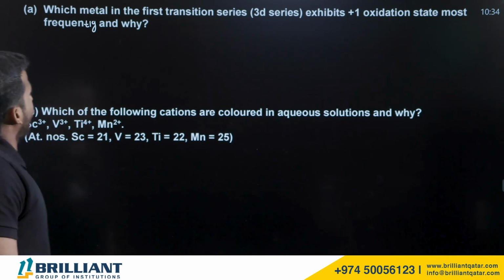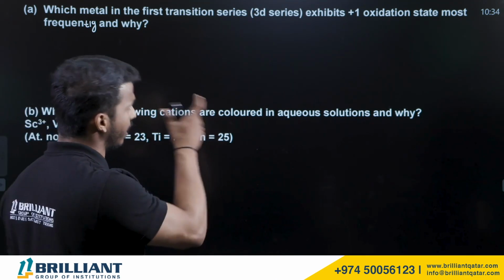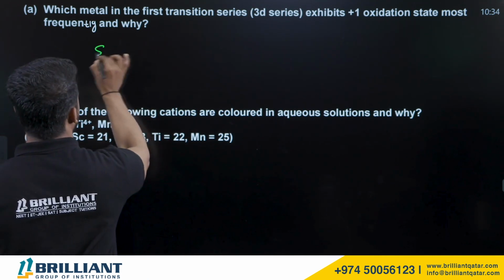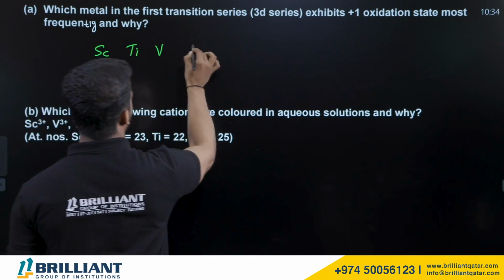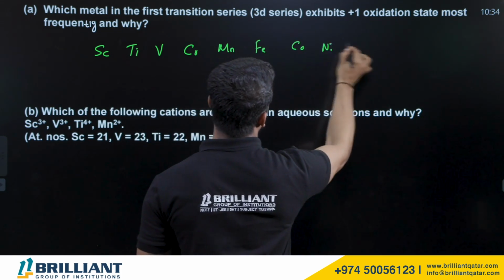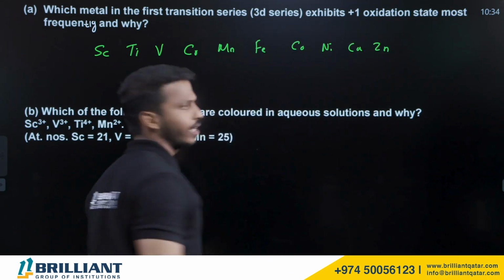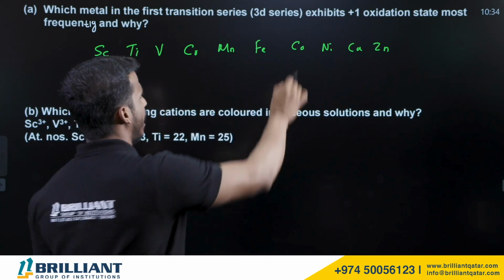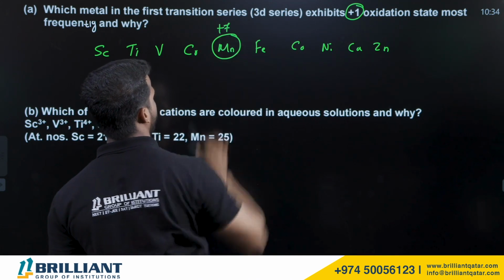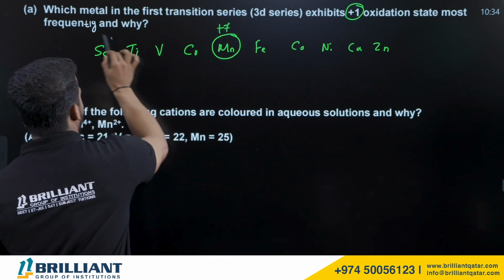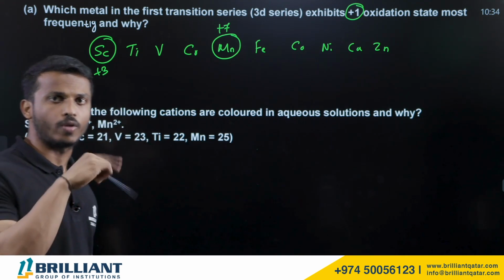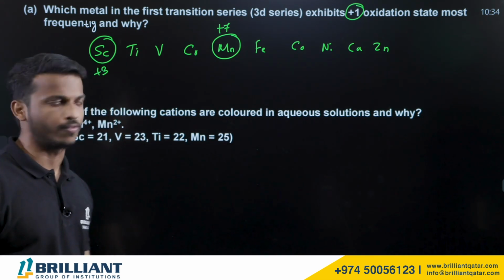Now, which metal in the first transition series, that is our 3d series, exhibits the +1 oxidation state most frequently? Dear student, the elements are scandium, titanium, vanadium, chromium, manganese, iron, cobalt, nickel, copper, and zinc. These are the 3d series elements. We studied manganese shows +7 oxidation state, and scandium mostly shows +3 oxidation state because when it loses its outermost 3 electrons, it gets a stable noble gas configuration.